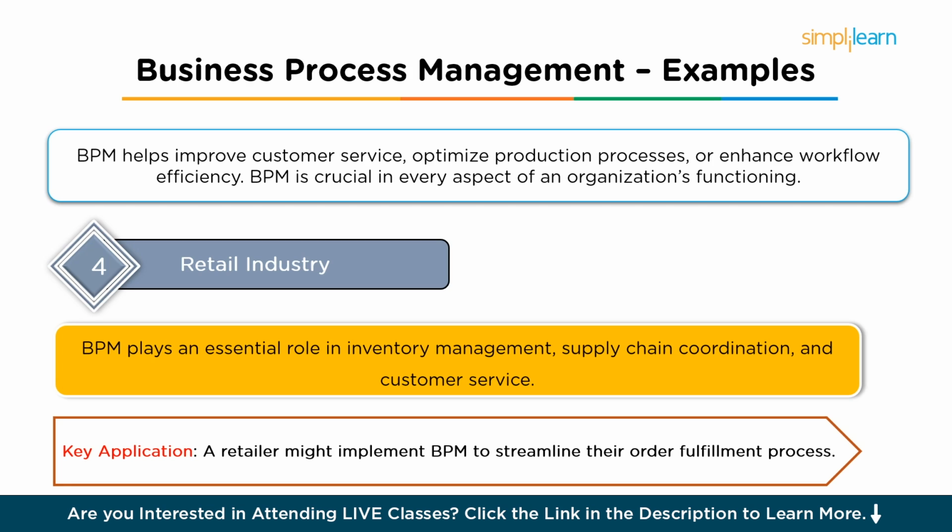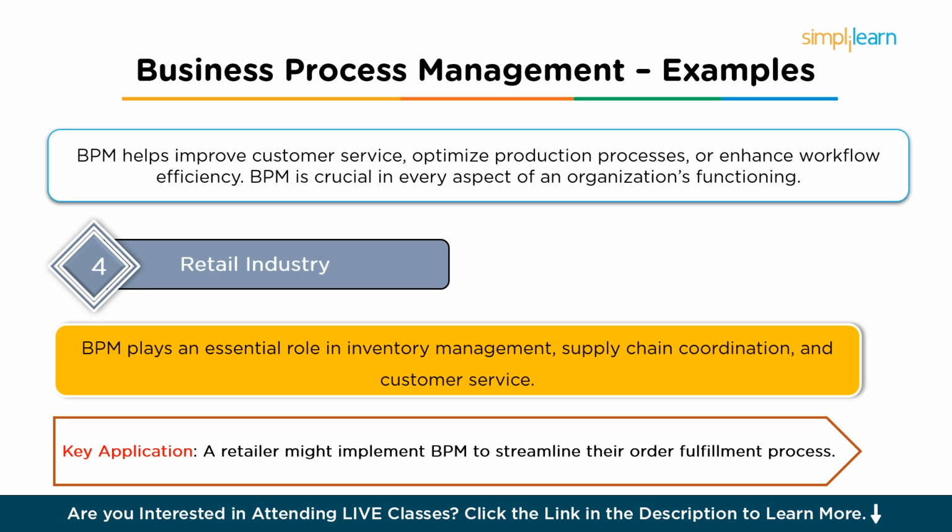Key application. A retailer might implement BPM to streamline their order fulfillment process. From the moment an order is placed online, the system ensures that the item is picked from inventory, packed, and shipped within a certain time frame, while also sending notifications to customers about the status of their order. These examples provide a glimpse into the versatility and power of BPM in improving business operations.